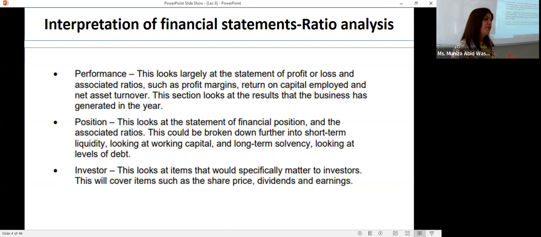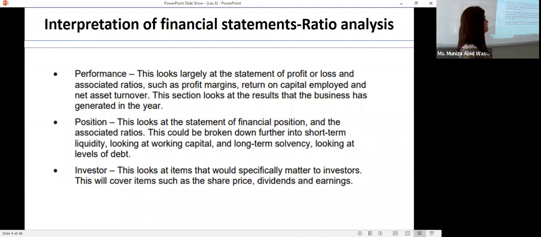So to summarize, profitability ratios are used to analyze the performance of a company over the passage of time. They include things such as profit margins. What are profit margins? You generally know about those: gross profit margin, operating profit margin, net profit margin. We have return on capital employed. What is return on capital employed? Operating profit divided by capital employed of the company. Then net assets turnover. So these 3 important ratios will help us analyze the performance of the company over the passage of time.